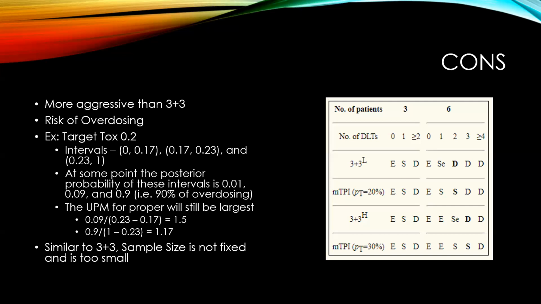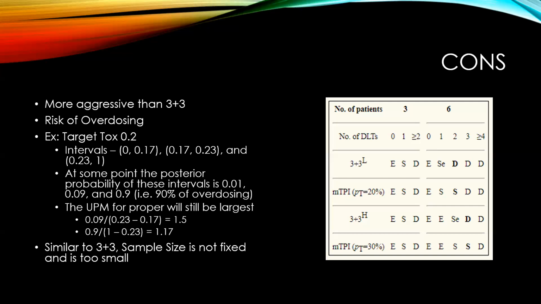So usually the overdosing interval, just by nature of our selection of our target toxicity, we want it to be low. That overdosing interval is typically going to be the longest. So we have a bit of a bias to suppress the evidence of overdosing.